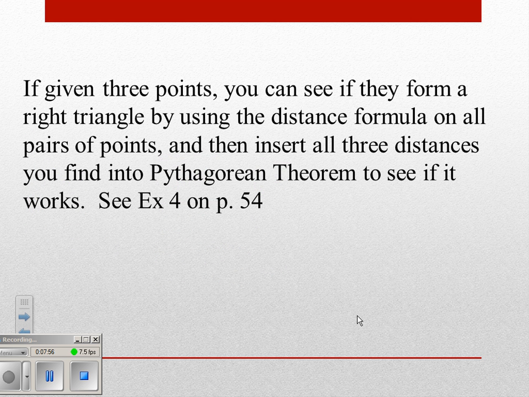If given 3 points, you can see if they form a right triangle by using the distance formula on all pairs of points, and then insert the 3 distances into Pythagorean theorem and see if you end up with a right triangle.